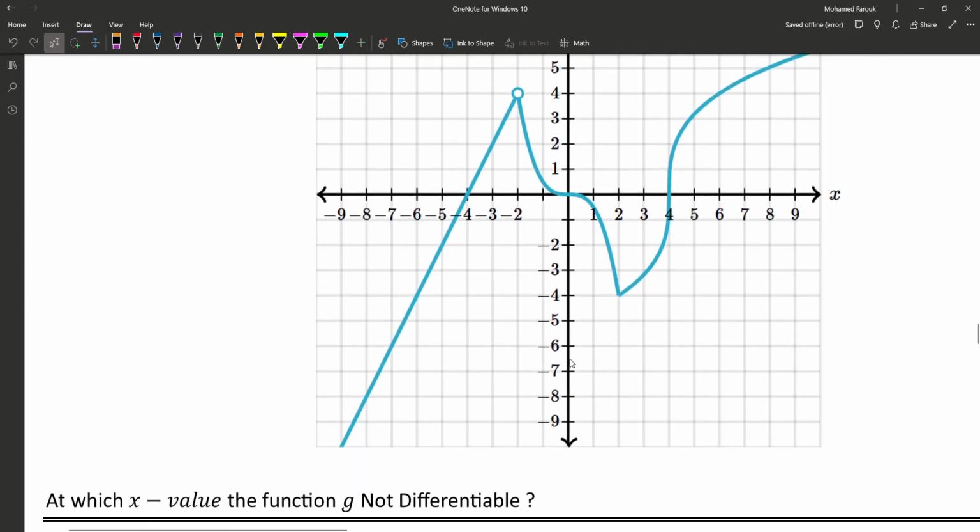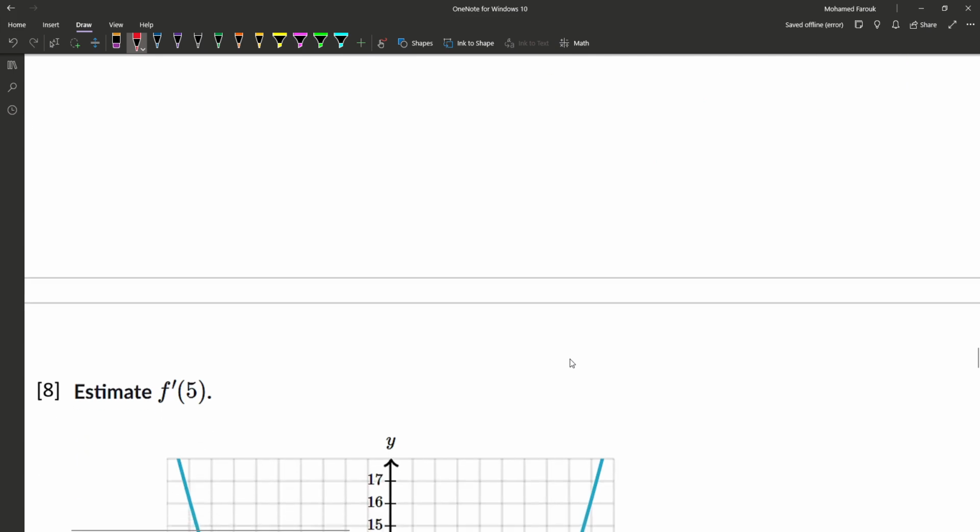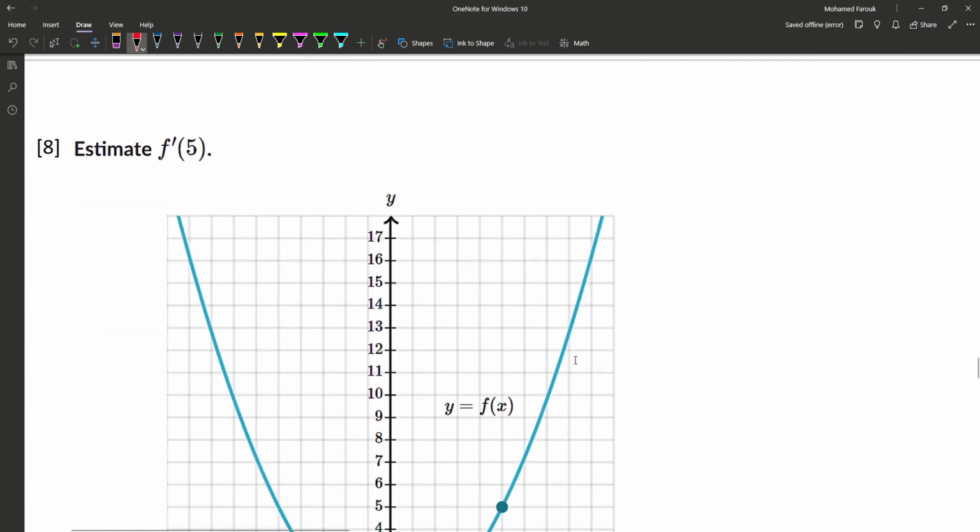Also, this one is asking for the point where the function is not differentiable. Of course, at -2 because of two reasons. It's discontinuous and you have a sharp tip here. So at x is equal to -2, and this one because we have a sharp tip here, and actually also this one, because you have a vertical tangent at x is equal to 4. Of course, for a vertical tangent, the derivative is not defined.